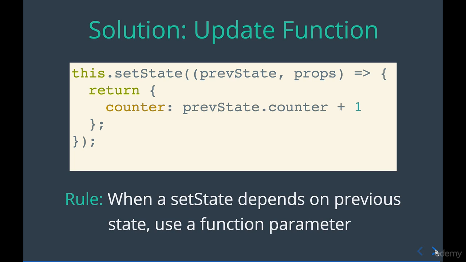And when we use this function update format, we're always guaranteed to get a correct value. So again, to reiterate, the rule is whenever a setState depends on the previous state, use a function parameter rather than just passing an object.